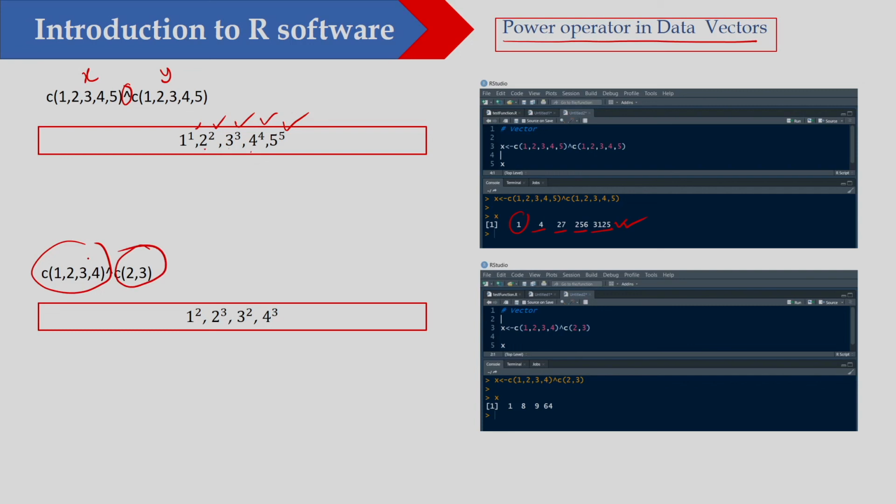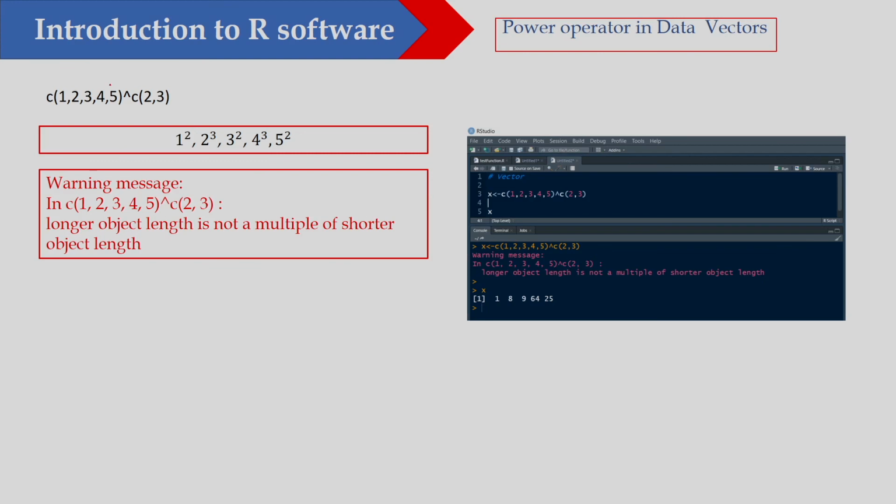So, here the longer one is a multiple of the shorter one. So, what I will get is 1 to the power 2, 2 to the power 3, 3 to the power 2 and 4 to the power 3. So, this is the result I am getting here, that is 1, 8, and this is 3 square, 9, and 4 to the power 3, 64.